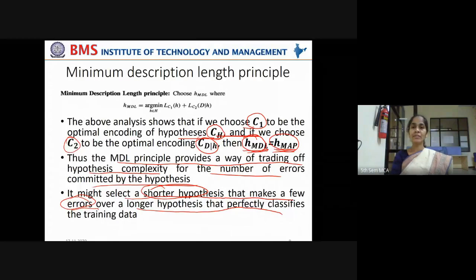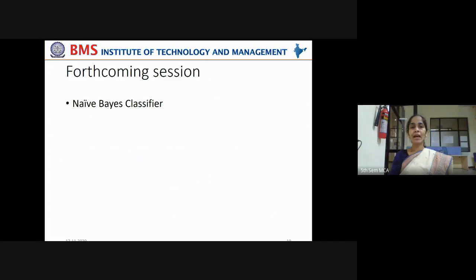Okay, so for this presentation in the exam, you can refer to the PPT, and for in-depth knowledge, you can refer to the textbook. Now, in the next class, we'll go through the next concept, the naive Bayes classifier.